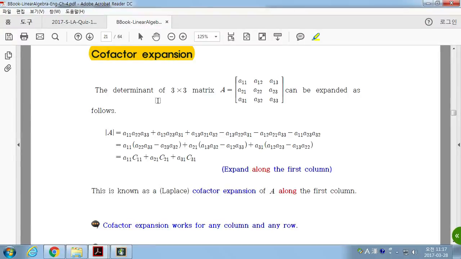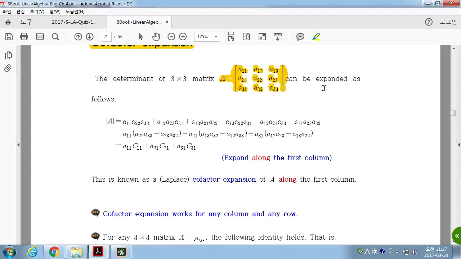Cofactor expansion. The determinant of a 3 by 3 matrix can be expanded as follows. The determinant of A can be written as these 3 terms and these 3 terms, for the even permutations and odd permutations. This can be factored with A11, A21, A31 like this. Then what are these? These 3 terms are cofactors. So this could be written as A11 C11 plus A21 C21 plus A31 C31. This has some kind of coincidence, those numbers.